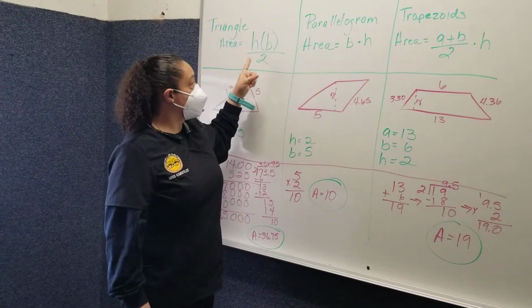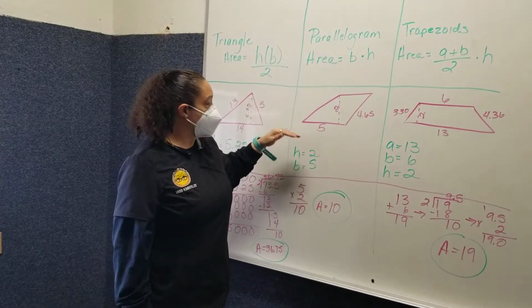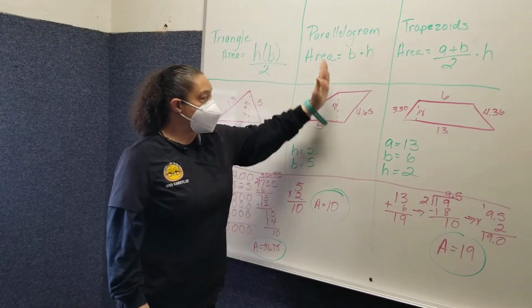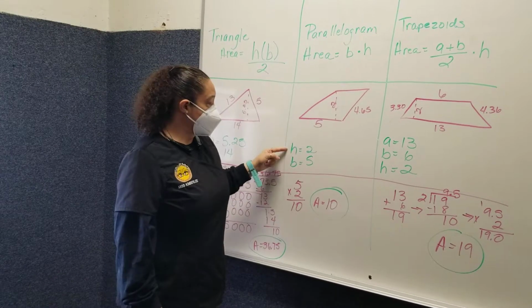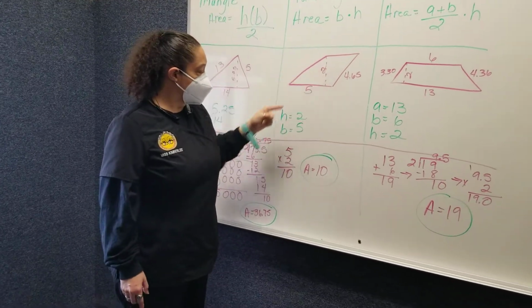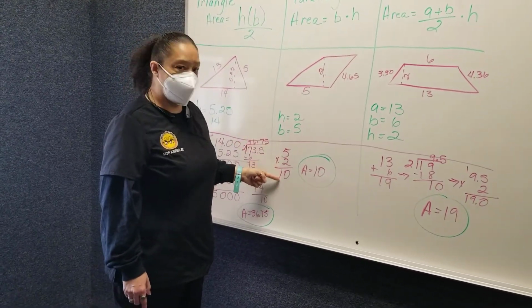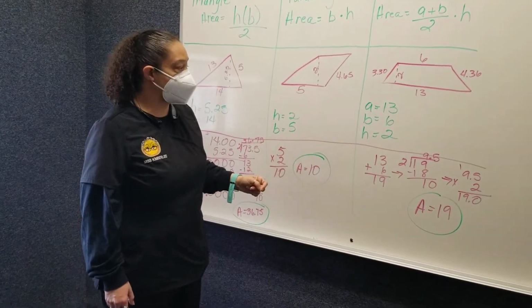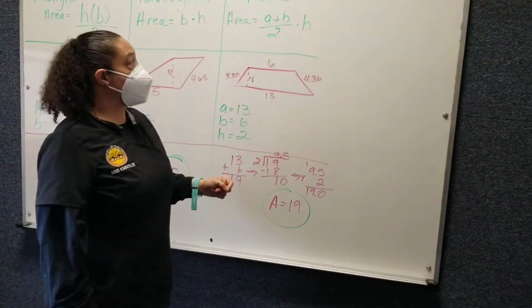So very similar to the triangle, except we don't do the division. So we have base times height. Again, the dotted line. Height is 2, base is 5. We do the simple multiplication. That is your area. We move over to the trapezoid.